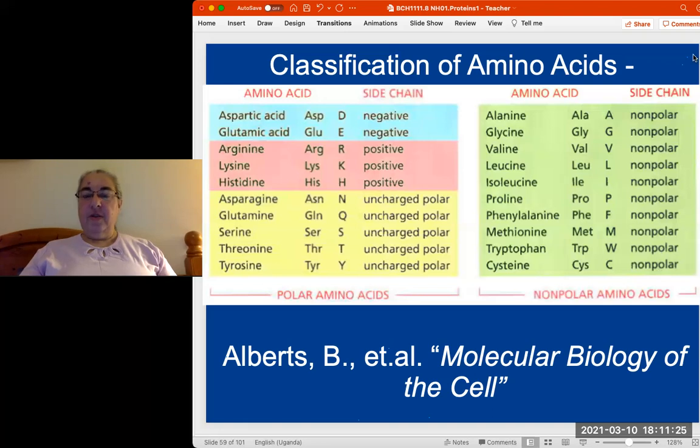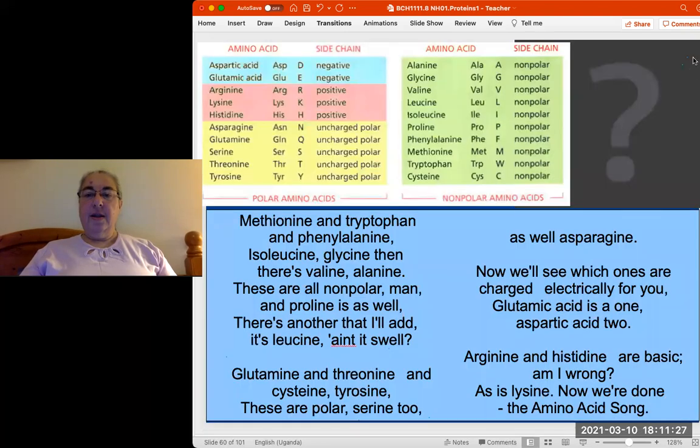So let's look at those again. Okay, so here's the words of the song, and I think I'll just play it again and show you where each of the amino acids is in this grouping.